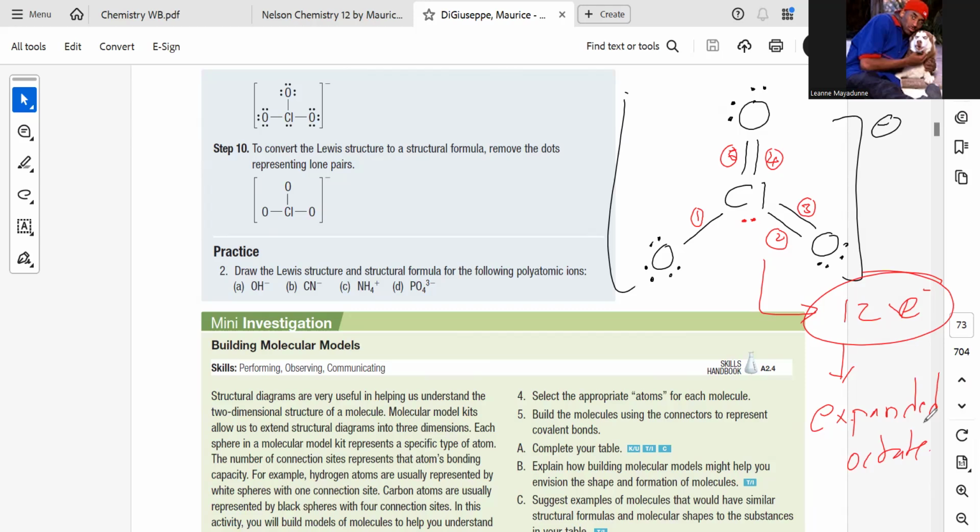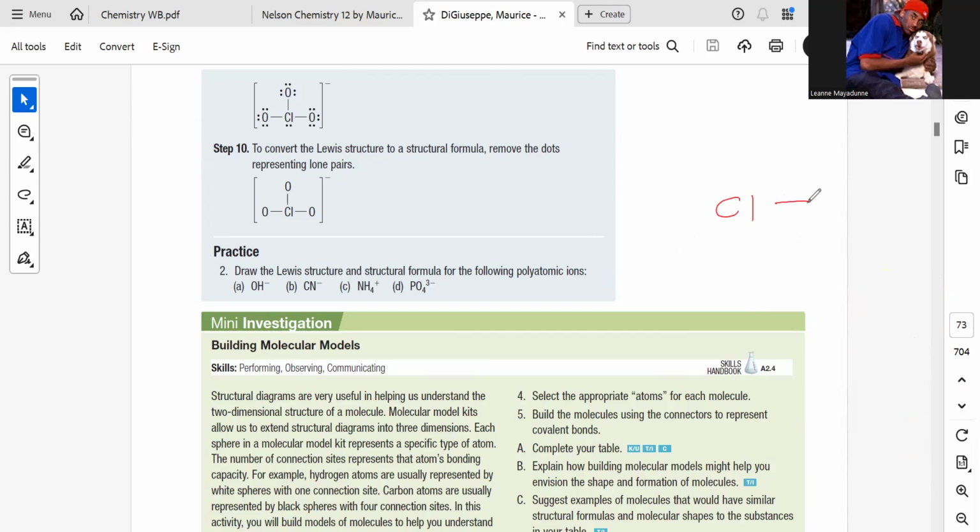So if we want to draw the structural formula of this compound, the structural formula will be as shown. Now I would suggest you to try PO4 3 minus.